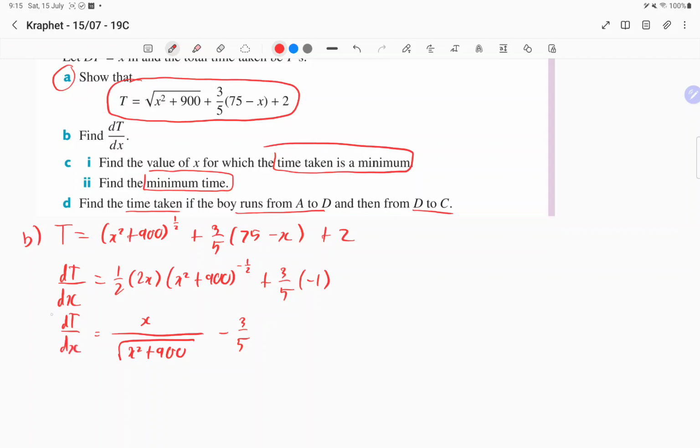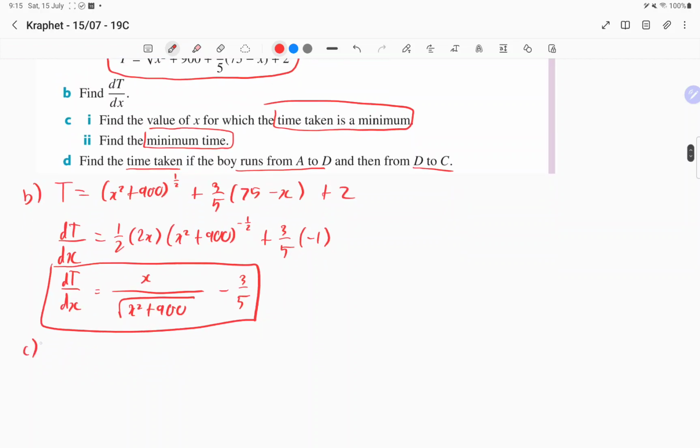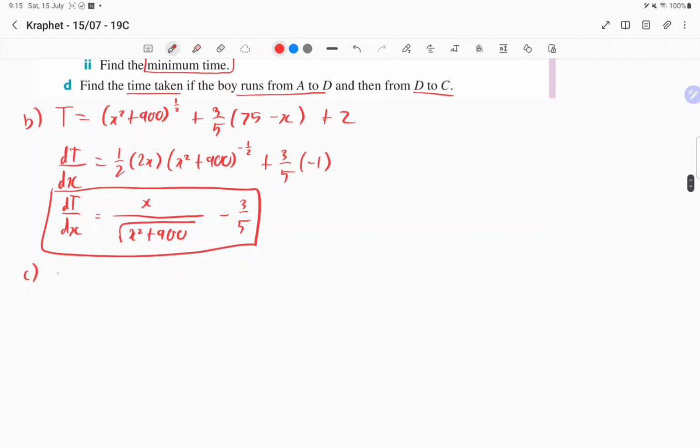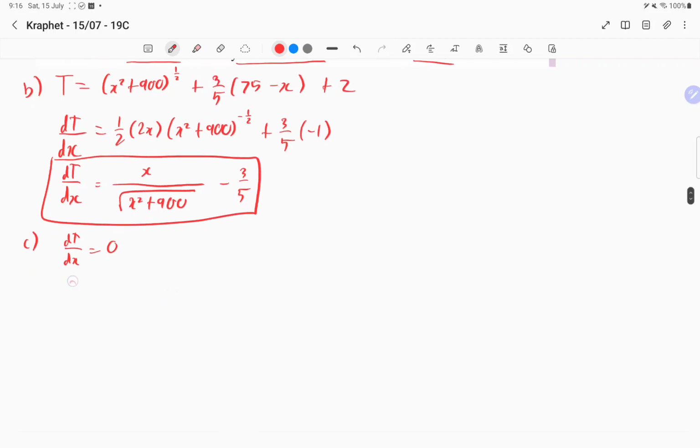All right, so this is going to be like the simplest way of getting the derivative, dt over dx. Okay. All right, and then part C is find the values of x for which the time taken is the minimum. So time taken is a minimum means that dt over dx is equals to 0. And remember, we might need to check whether the point is actually a minimum or not. Because if we get two answers, we need to make sure which answer will give you the minimum, and which one will give you the local maximum, or even stationary point of inflection. So we need to test it. Well, but let's just get started with this one first.